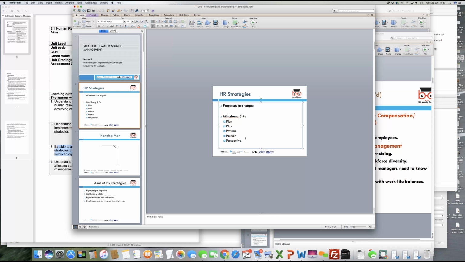So Mintzberg came up with these 5 Ps, and he said that managers within the organization, when they work between different types of roles, the three types of roles, interpersonal, informational, and decisional roles, have to moderate this 5P process accordingly.